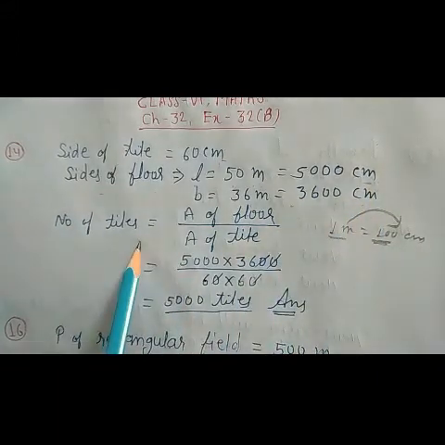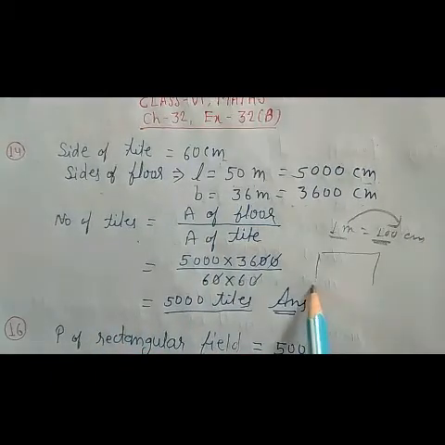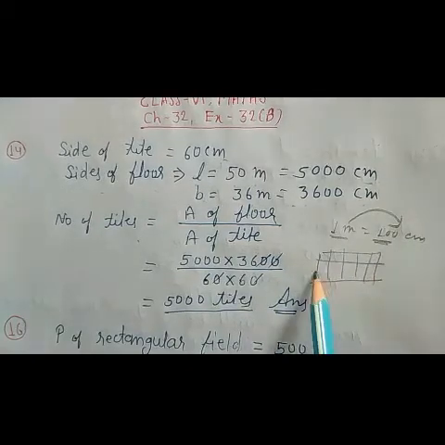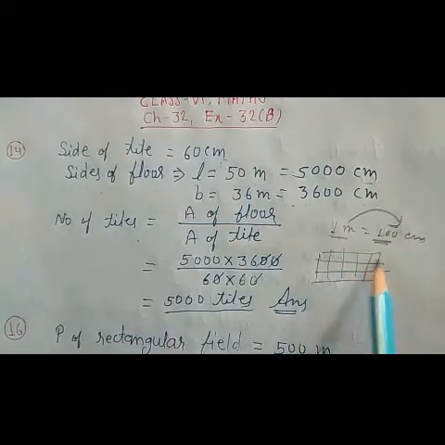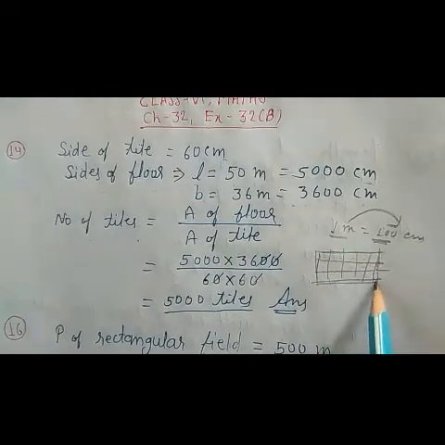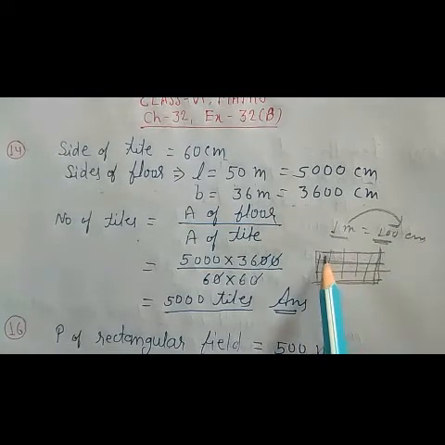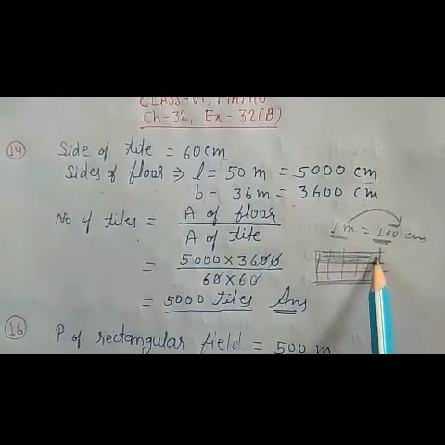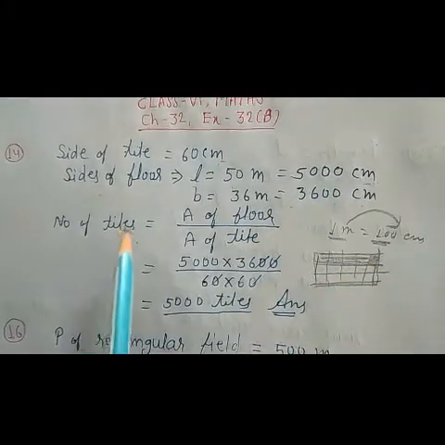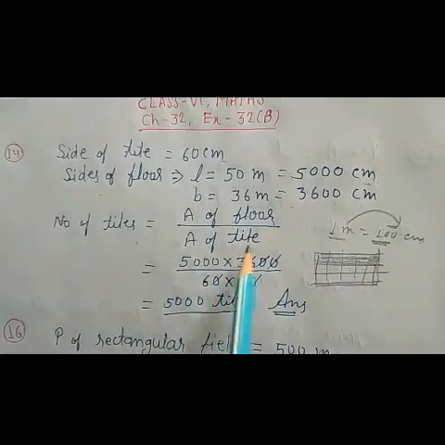Now the number of tiles we have to find out. So tiles we will place in the area. These are the tiles. How many tiles are required there to cover this area of floor? Simply divide the floor area by the tile area. So number of tiles equals area of floor upon area of tile.